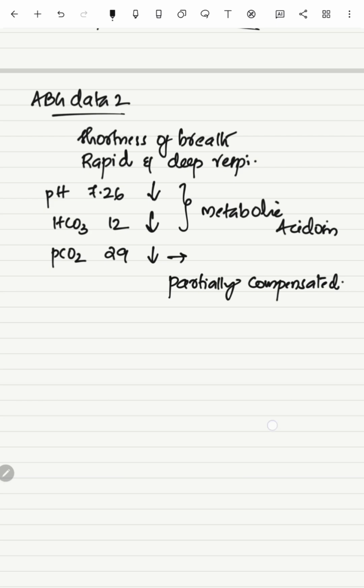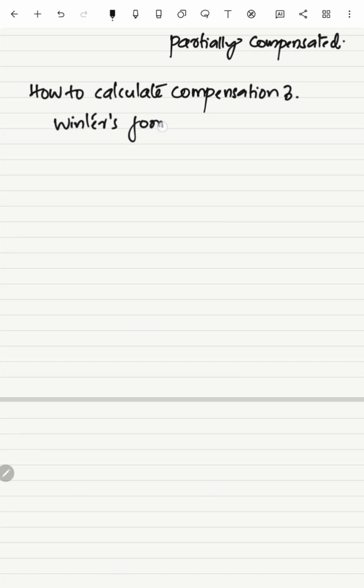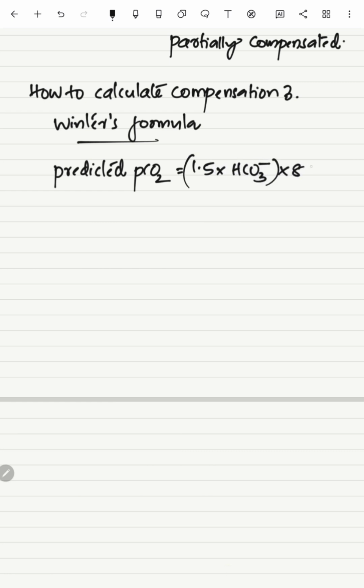Now whenever we are discussing ABG disorders, we have to learn about the formula for calculation of compensation. In this case, for metabolic acidosis, the compensation formula is known as Winter's formula. This predicts the appropriate respiratory compensation in metabolic acidosis. Predicted PCO2 equals 1.5 times HCO3 plus 8, plus or minus 2. So we will see how we are going to calculate the compensation.